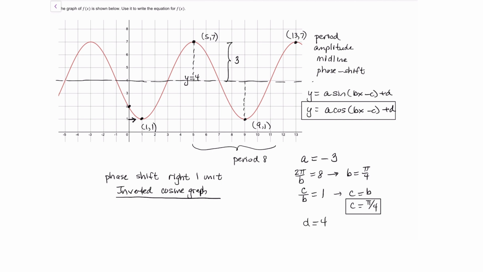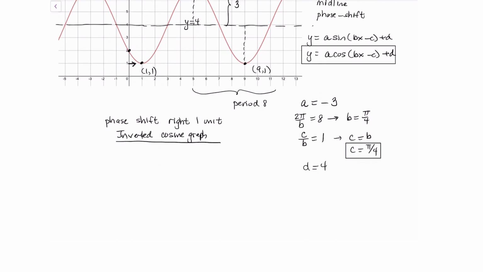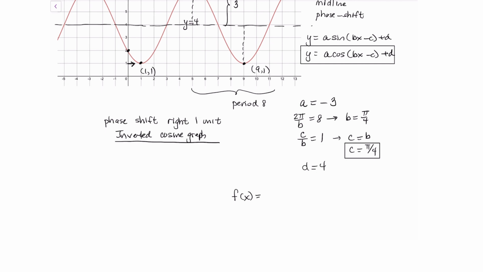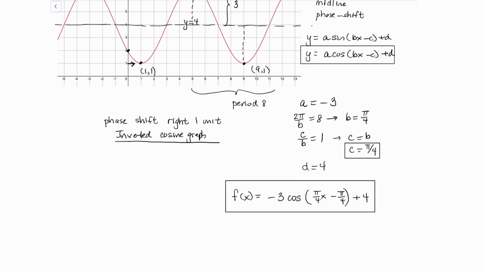Now that we have all of that information in front of us, we can write the equation of the curve. I'm going to use f of x. A is -3 cosine pi over 4 x minus pi over 4, substituting b is pi over 4 and c is pi over 4, and then d is 4. And there is the equation of our sinusoid.